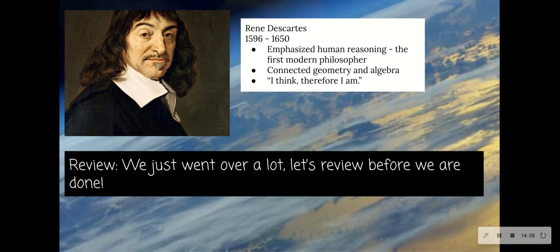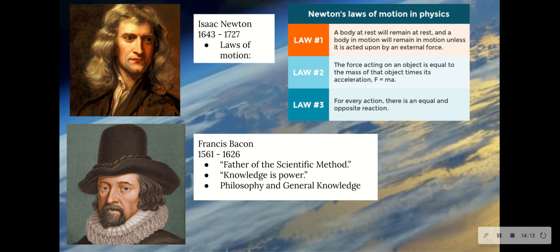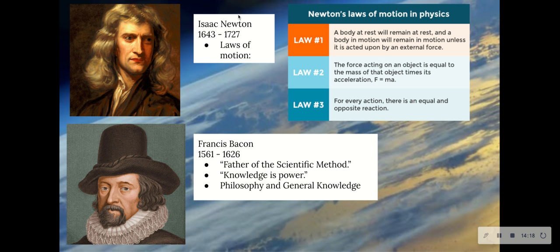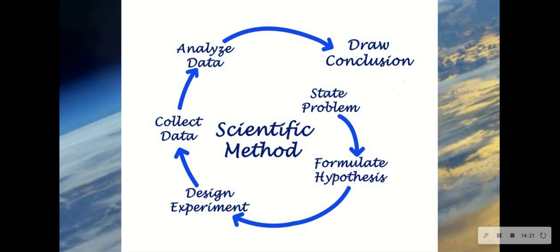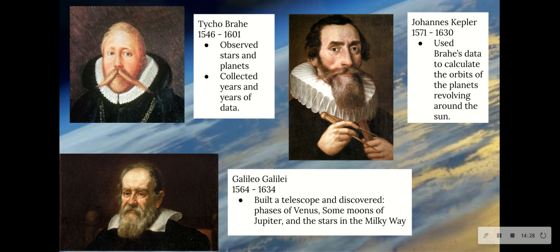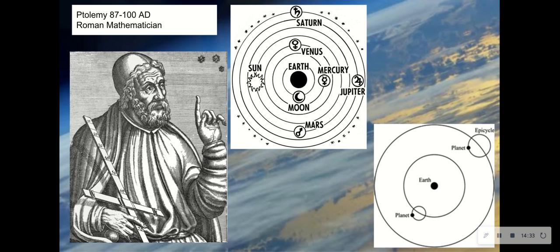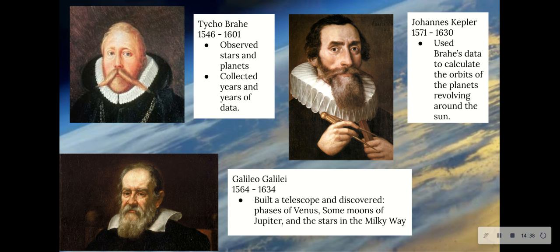Now we're going to review what we just talked about. We talked about Rene Descartes and Francis Bacon and their impact on the scientific method. We talked about Isaac Newton's laws of motion in physics and his impact towards the scientific method. We talked about what the scientific method is. We also talked about the heliocentric theory and the geocentric theory and how people really question this a lot. And we talked about the people who supported the heliocentric theory.